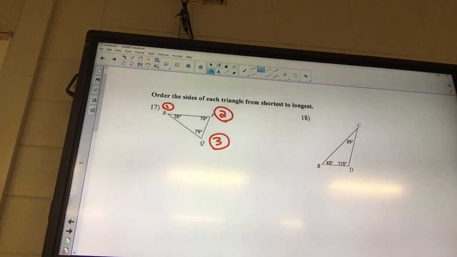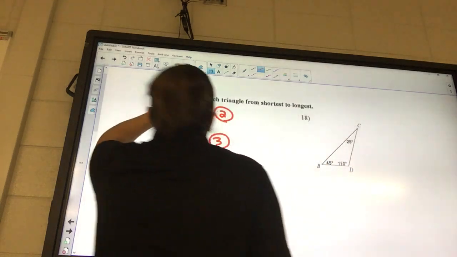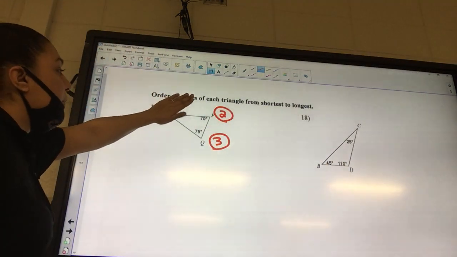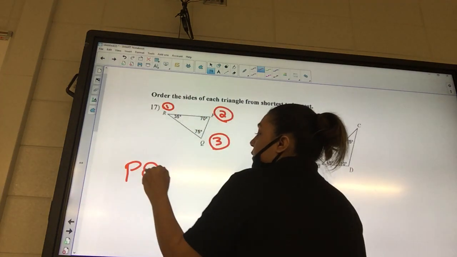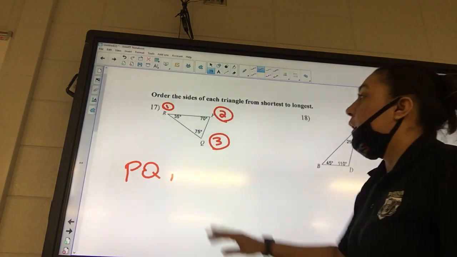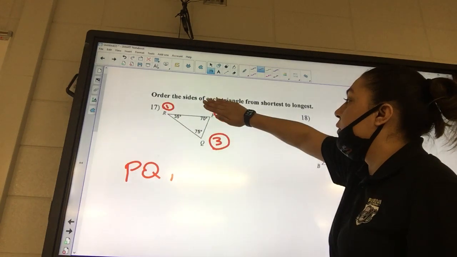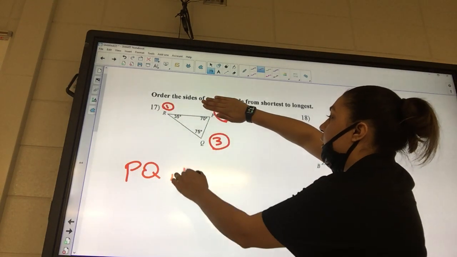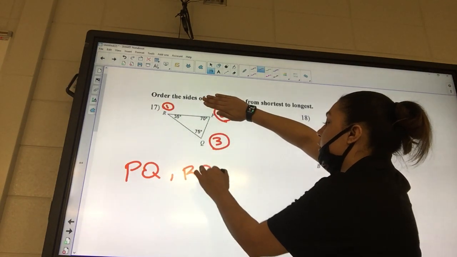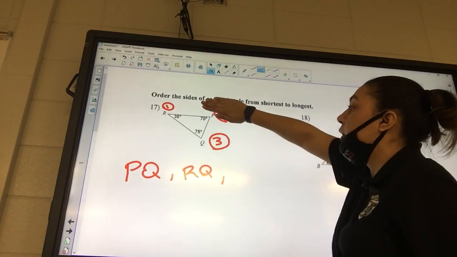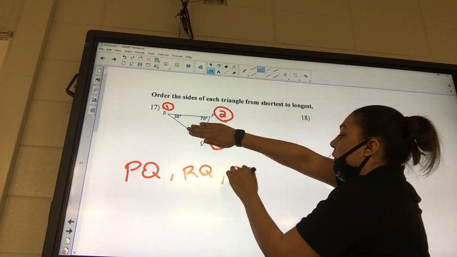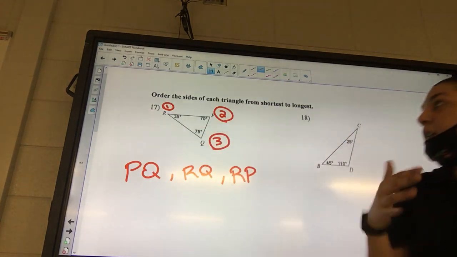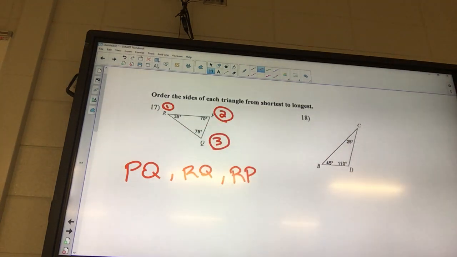Okay, so use your pencil or something and cover up 1. What 2 letters are left? PQ. So PQ is going to be your first one. Okay, so we've done 1. Now cover up 2. What's left? It's going to be RQ. And then cover up 3. Okay, well the only letters I have left then are RP. Okay, and so now you've ordered the sides from shortest to longest.